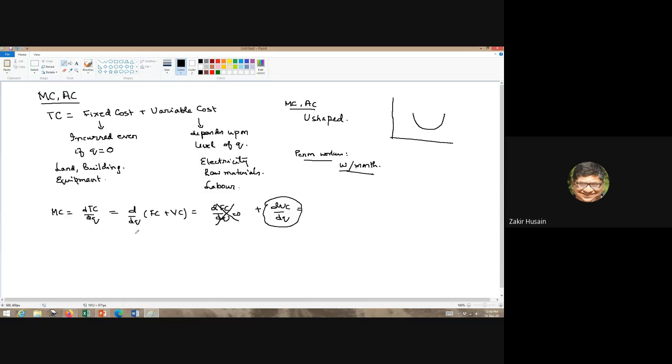Sir, can you repeat the previous question once? What is the relation between marginal cost and average cost? When is MC greater? When is AC greater? Draw it just as I've drawn it for the MP and AP curves.